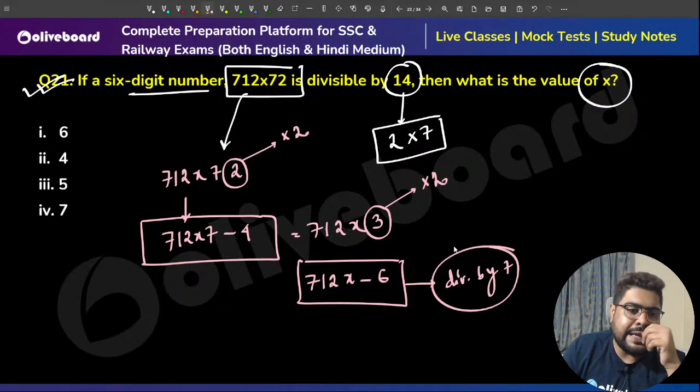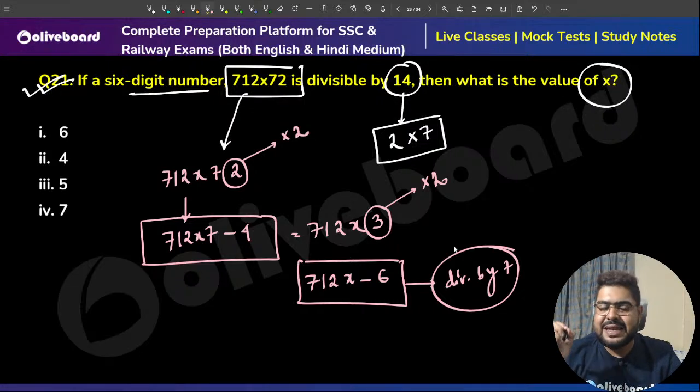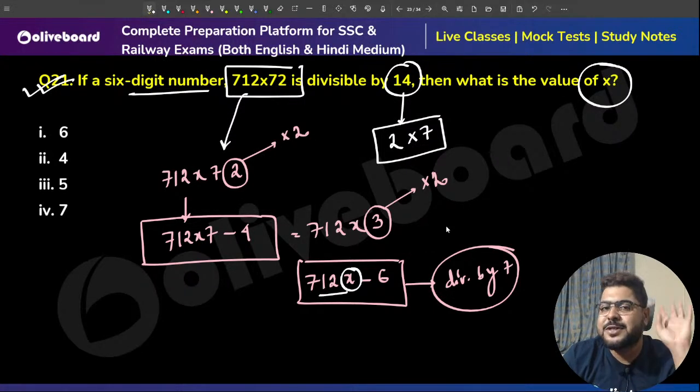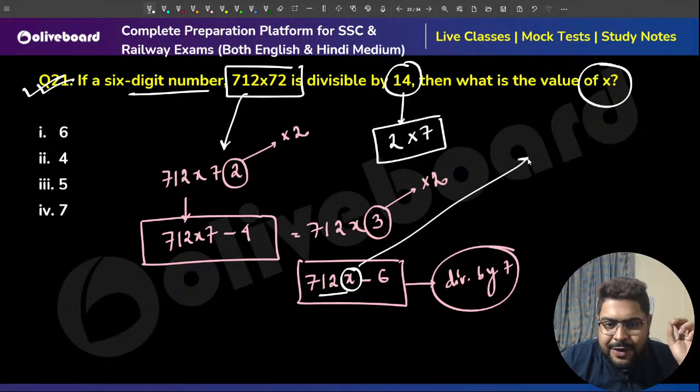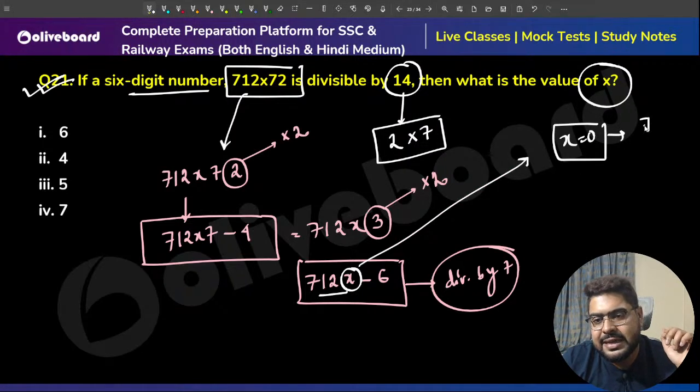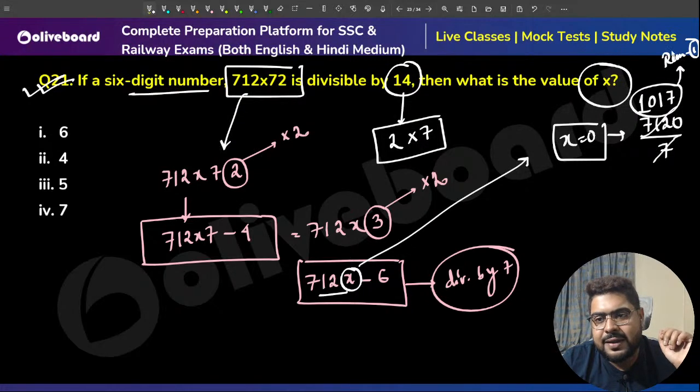This has to be divisible by 7, sir. How can I do that? If I put x equal to 0, you will get the idea. X equal to 0 means the number is 7120. Divide by 7: 7 1s are 7, 0, 7 1s are 7, 50. 7 7s are 49. The remainder, sir, is 1.